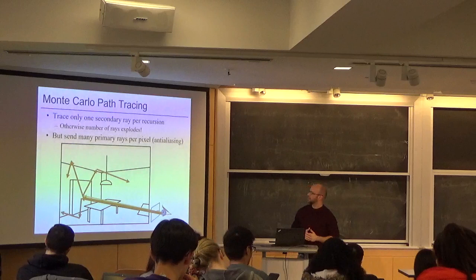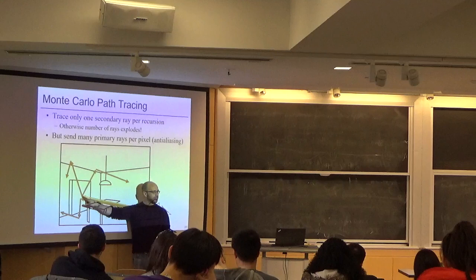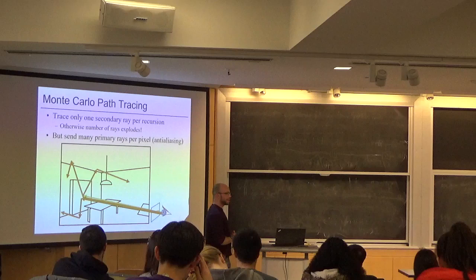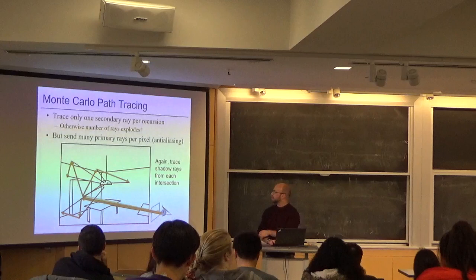Right, so do you guys get the idea here? So here I have a very noisy color that I get for every single pixel, but I'm going to send a bunch of rays into the pixel and average the result. This tends not to be very effective, it's still pretty noisy. And of course, again, you should always trace shadow rays and so on.